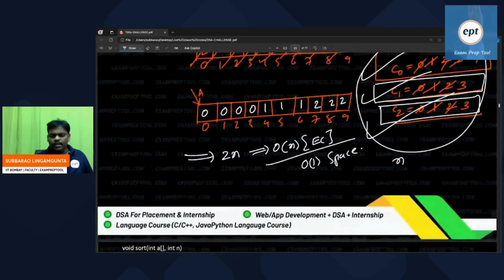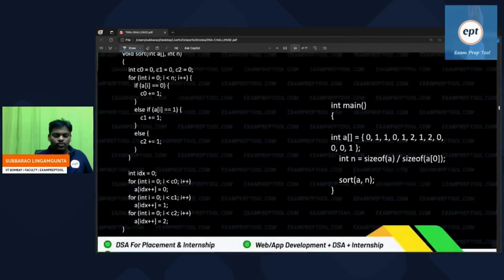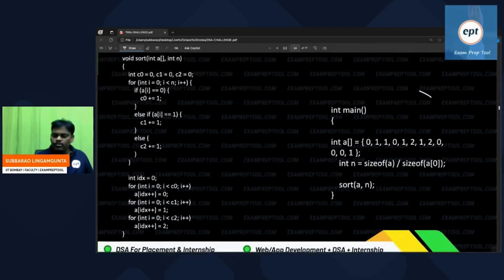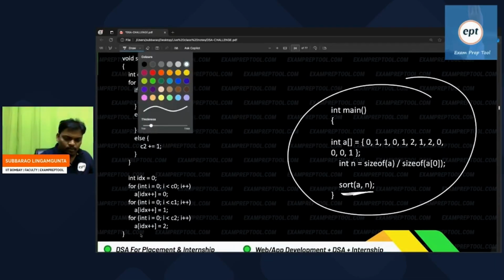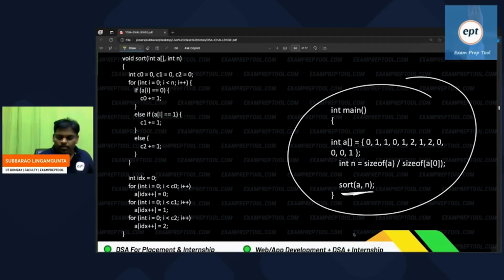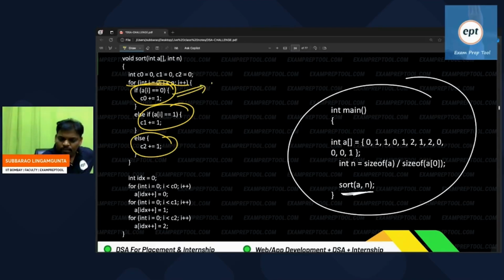The same thing I have written in the form of a program, you can also check. It is a main program, and from the main program the sort function is called. In the sort function I just took one for loop, and whenever it is going on, I am counting how many zeros, how many ones, how many twos. As per our problem, this came 4 times, this came 3 times, this came 3 times.